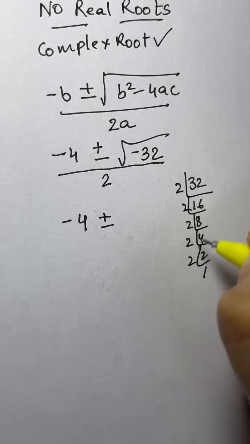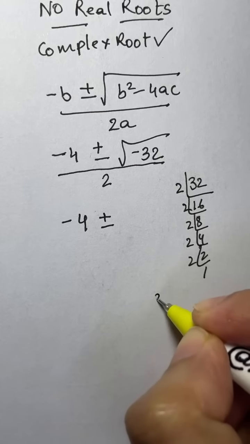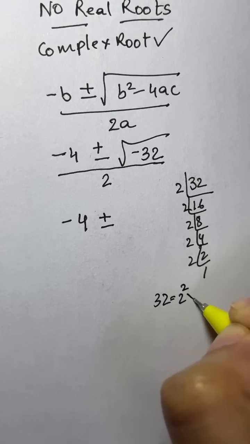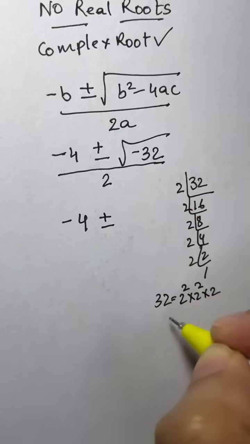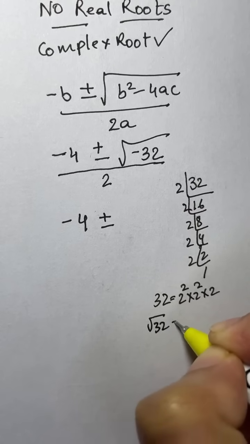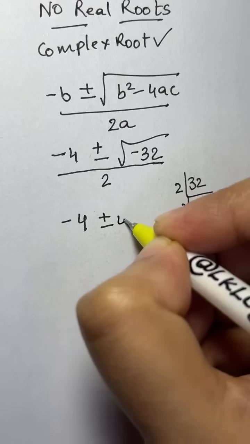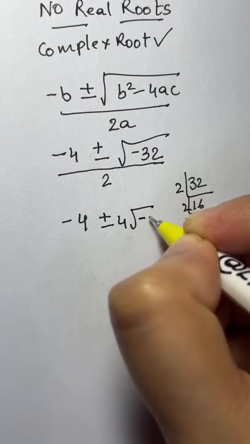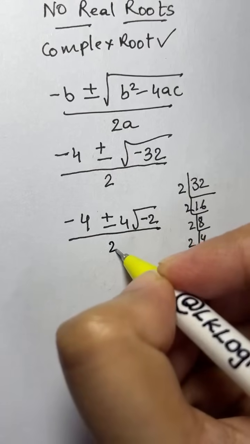So how many 2's do you have? 1, 2, 3, 4, 5. So basically 32 is 2 square into 2 square into 2. Is that right? So what is square root of 32? Square root of 32 is 2 into 2, 4 root 2. Exactly. So you will have 4 root of negative 2 over 2.